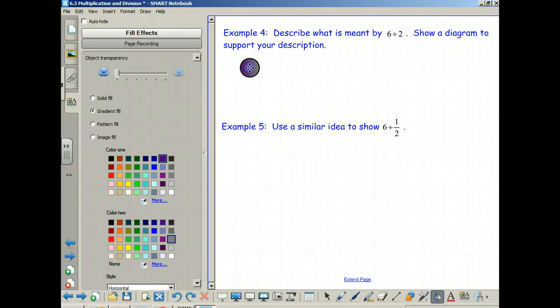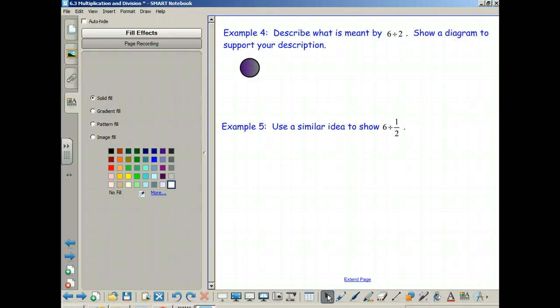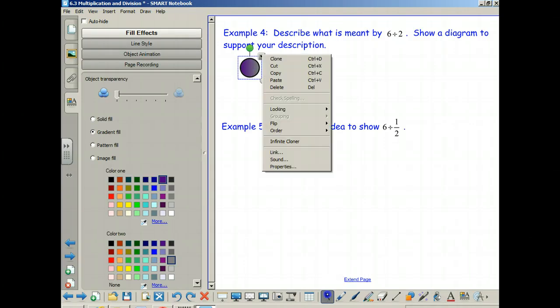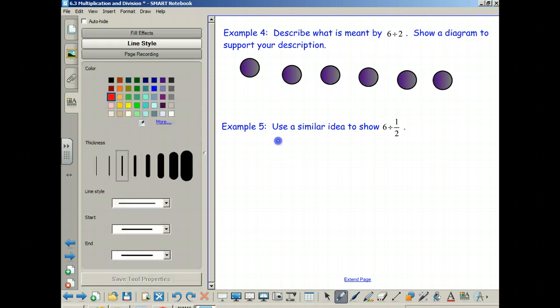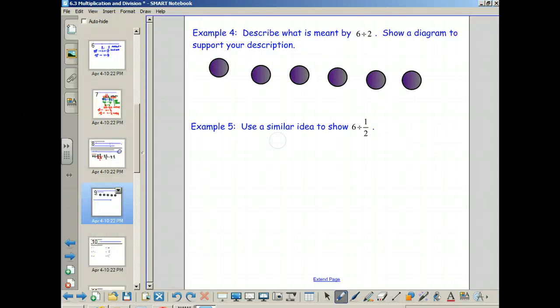All right, so we have a circle, and I want to clone it. I want to turn it into an infinite cloner, and we will create 6 of these because we want 6 that we're going to divide. There's 4 of them, 5. And now I have 6. So one way to talk about division, in particular if we talked about dividing by 2, is that we could put these into 2 separate groups.